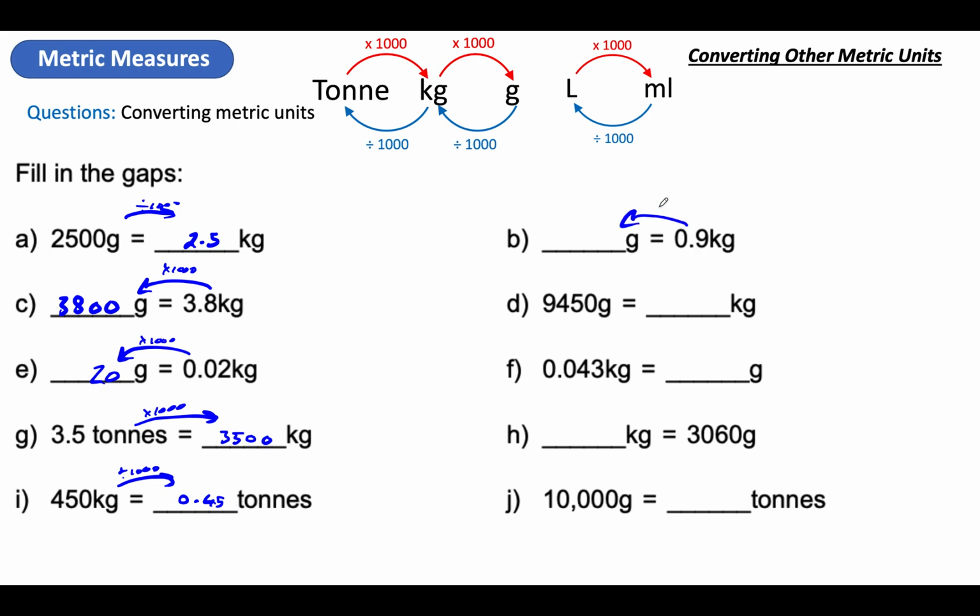Kilos into grams. I think I can speed this up a little bit now, can't we? Are you getting a bit bored? I'm getting bored. No, of course I'm not. I love maths. Right, times it by 1,000. 3 places bigger. That's 1 place bigger, 2 places, 3 places, 900 grams. Grams into kilos, divided by 1,000, 9.45. And kilos into grams.